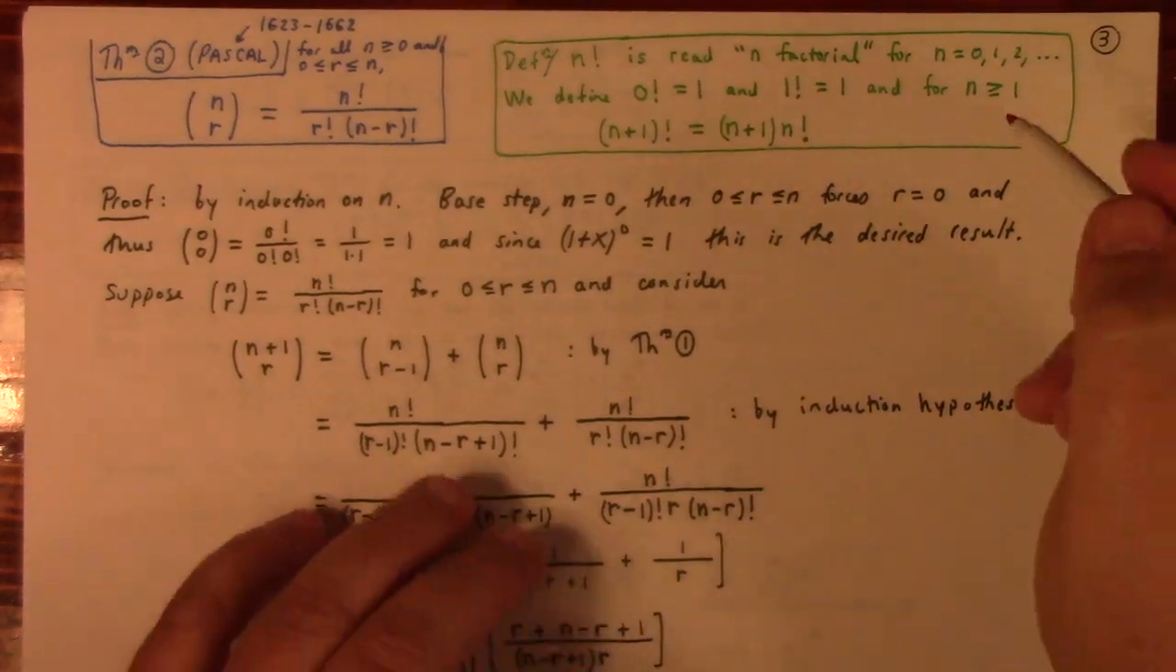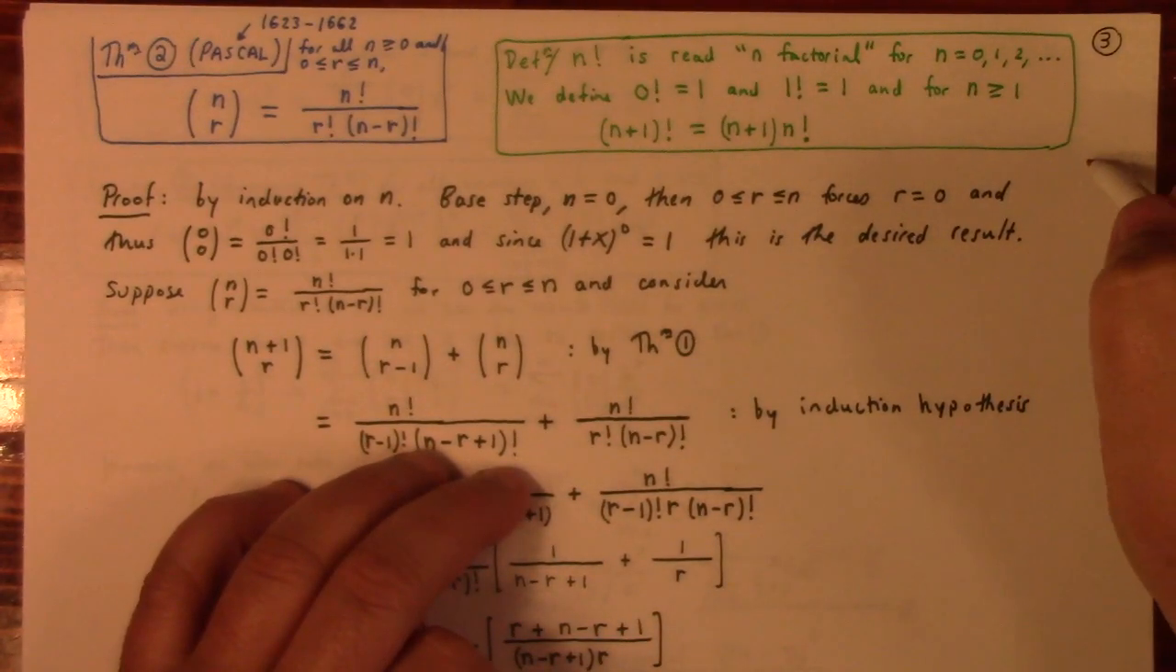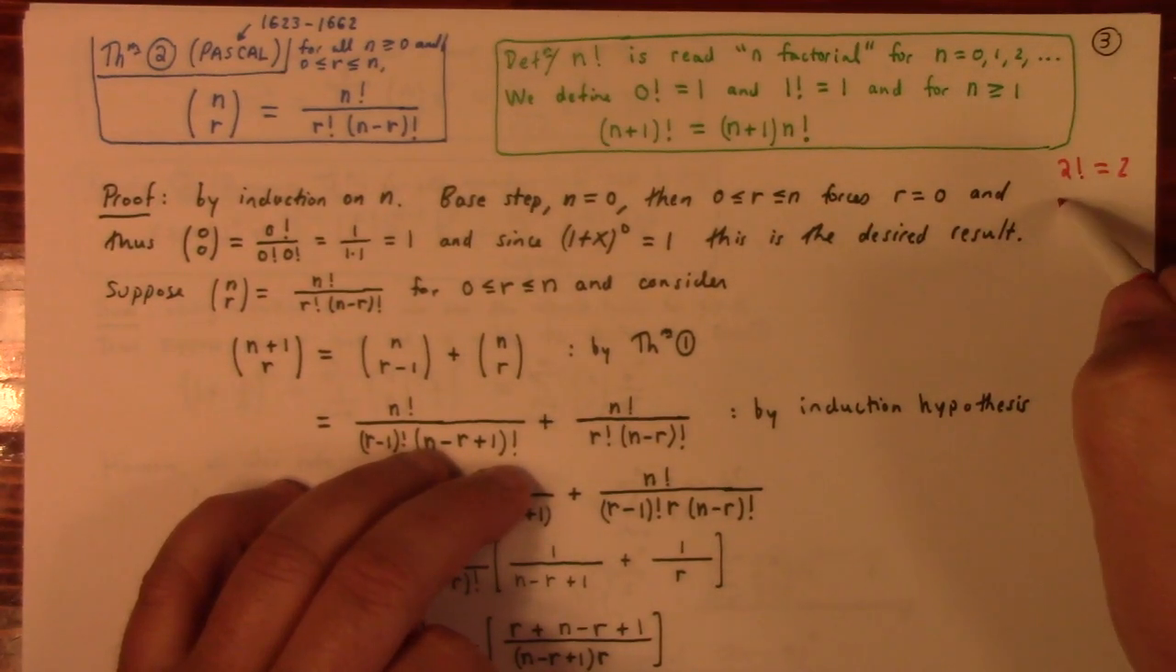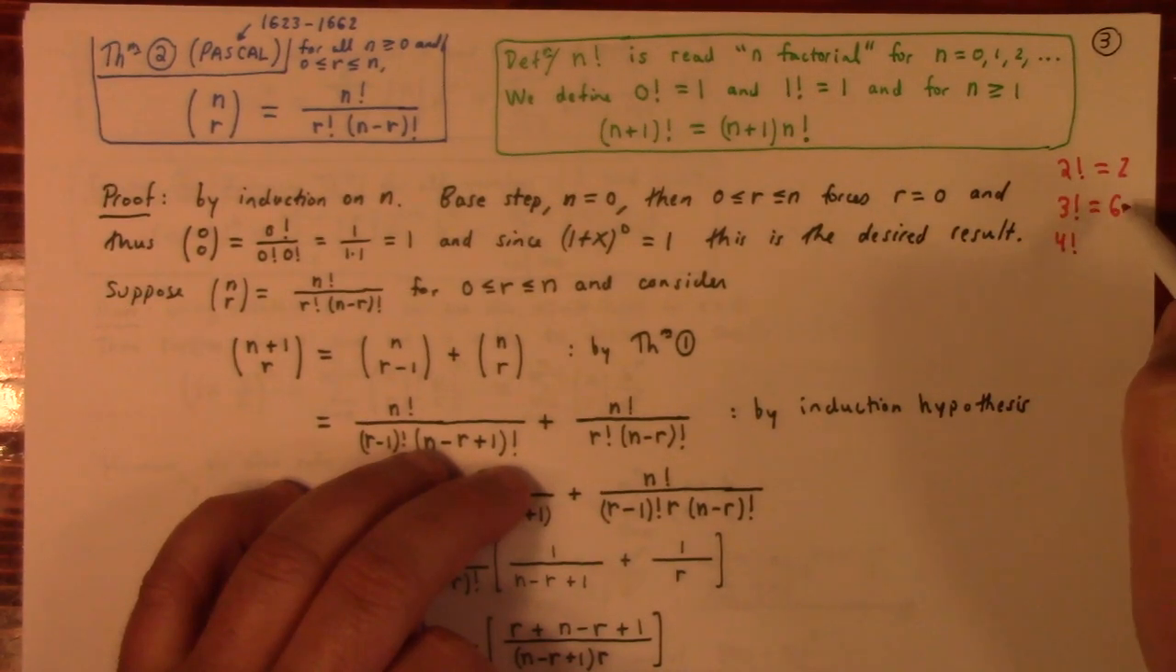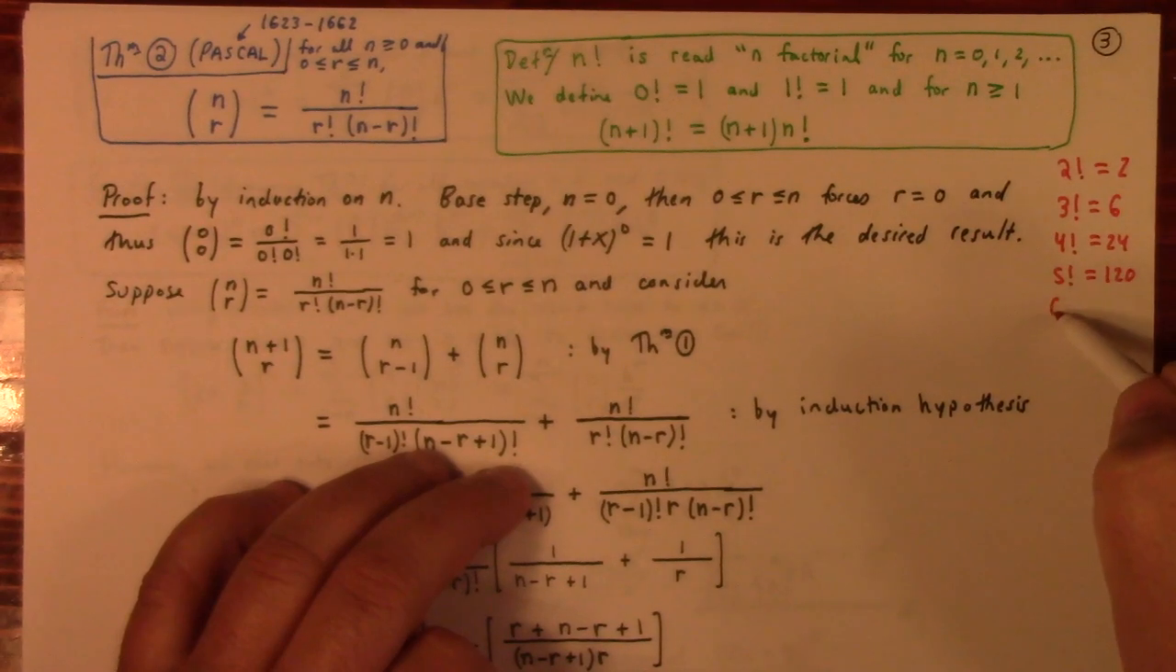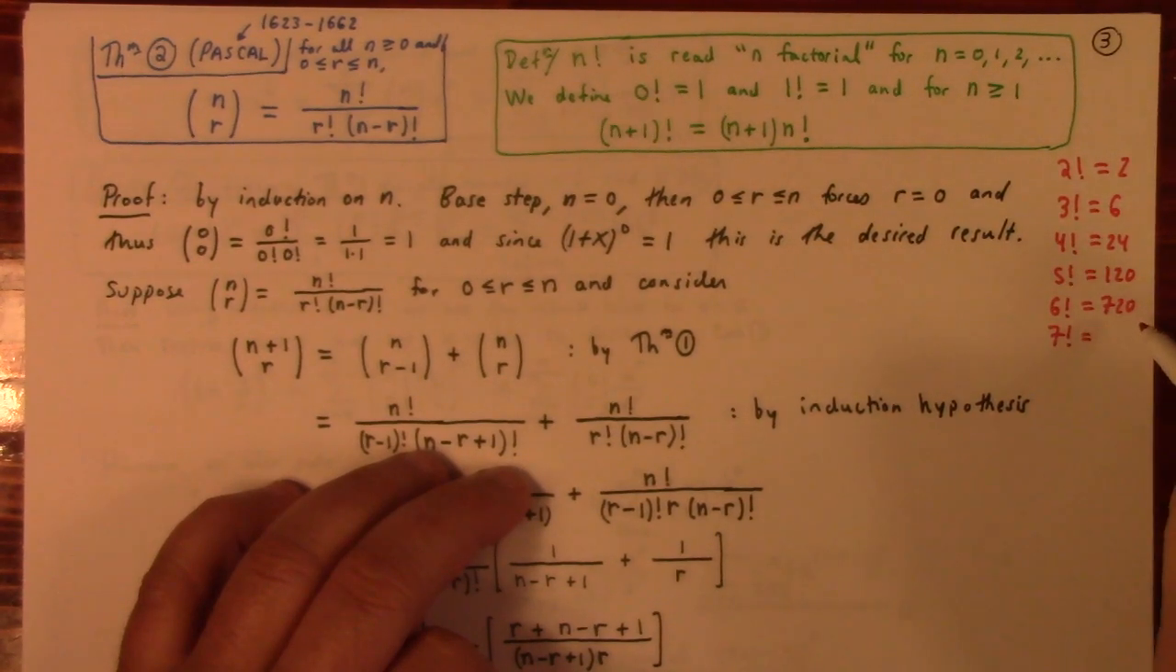Let's see here. So that makes 2 factorial equal to 2. 3 factorial is 3 times 2, which is 6. 4 factorial is 4 times 6, which is 24. 5 factorial is 5 times 24, which is 120. 6 factorial is 6 times 120, which is 720. 7 factorial is, let's see here, 4,900 plus 140, so I think that's 5,040, and that's where I stop.